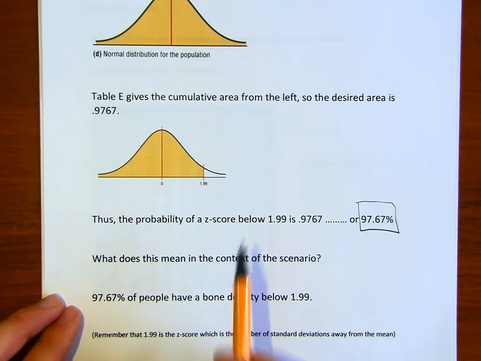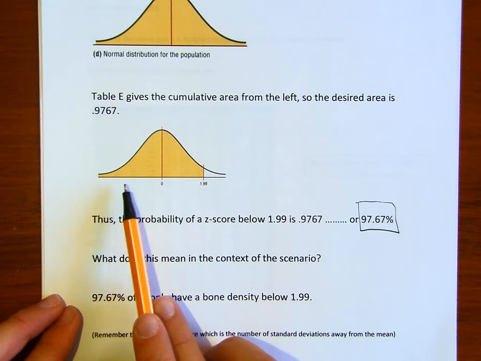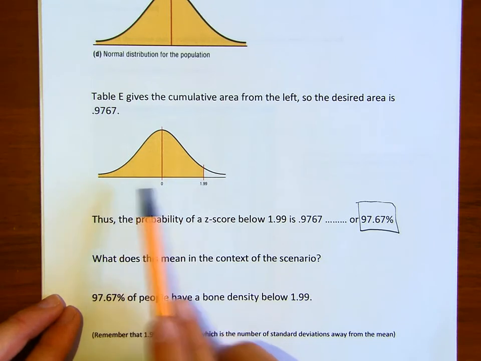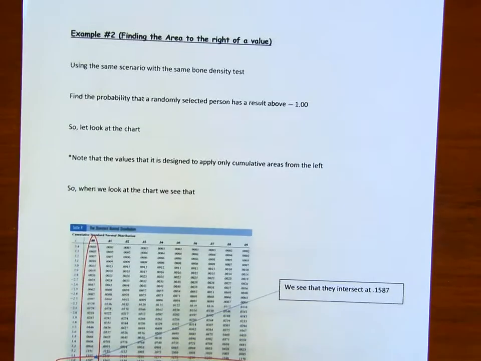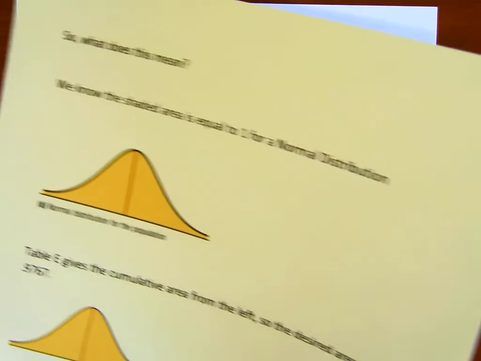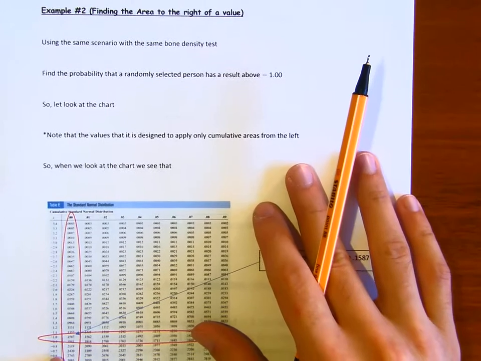We wanted to find the area to the left. We found the area to the left, yeah? The next one we're going to find is area to the right. So here, let's take a look at the next example. Let me make sure I have everything organized. My two z tables are there. Okay, let's take a look at example number 2.